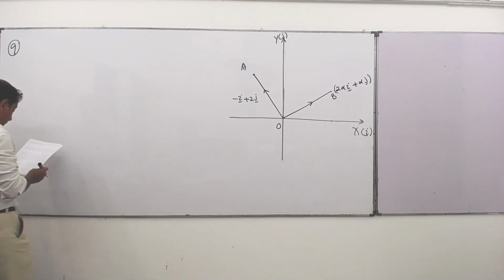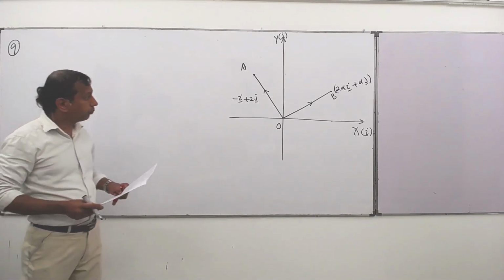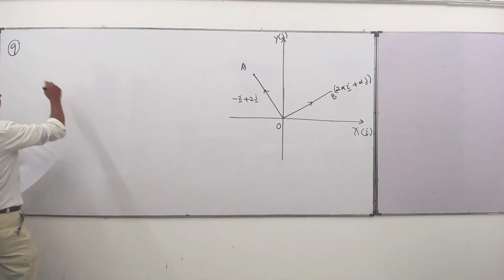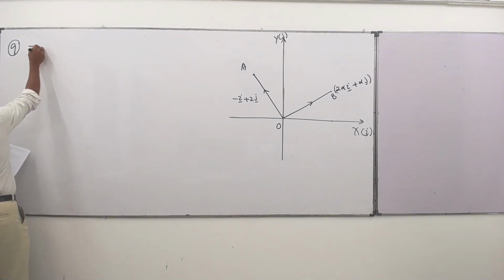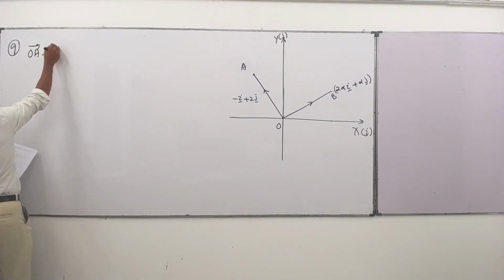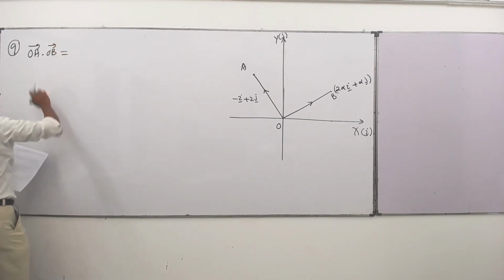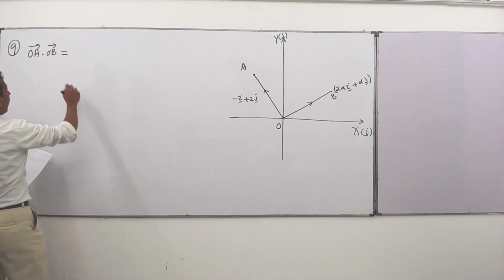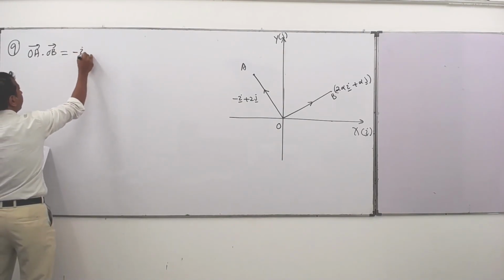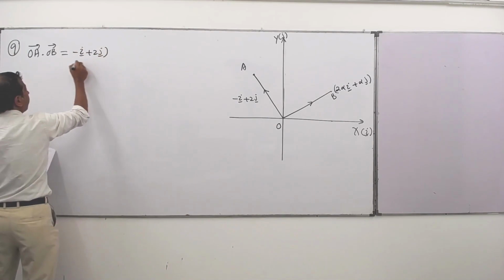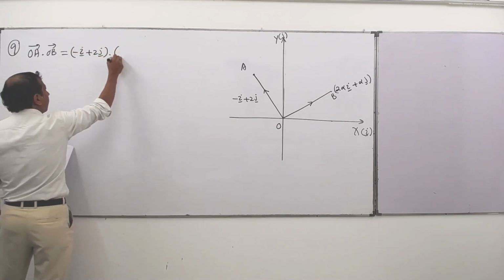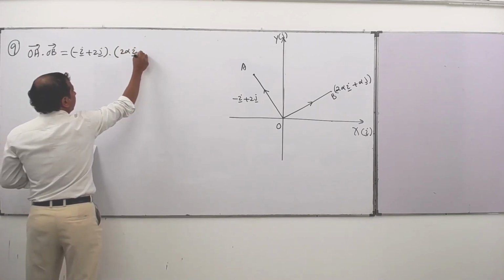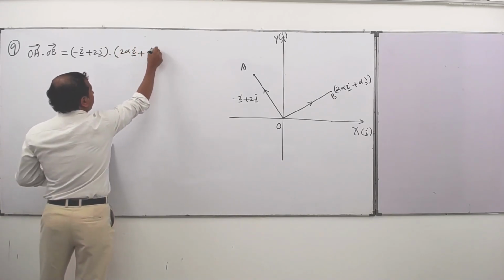Using scalar product, show that angle AOB will be pi by 2. Right. We'll take OA dot OB, scalar product, vector scalar product. In vectors, the scalar product. OA vector minus i plus 2j. OB vector 2 alpha i plus alpha j.